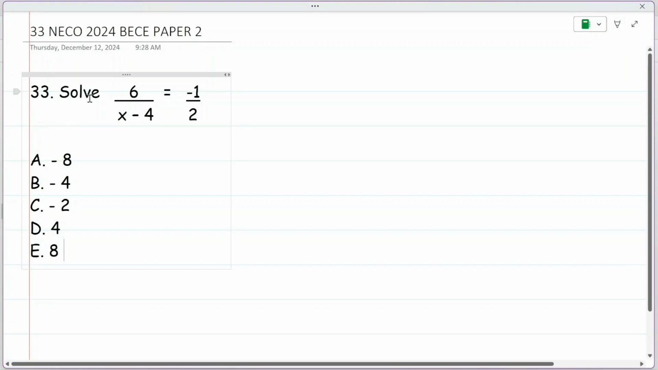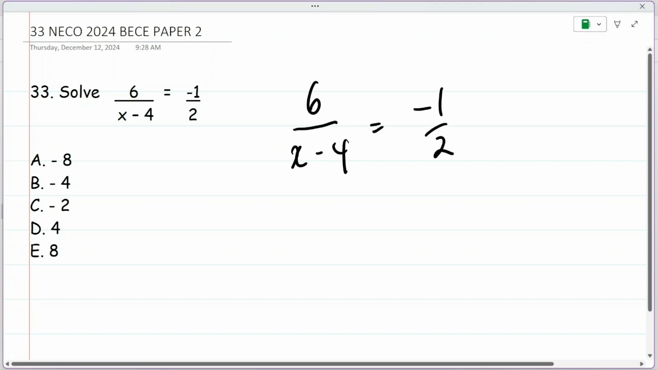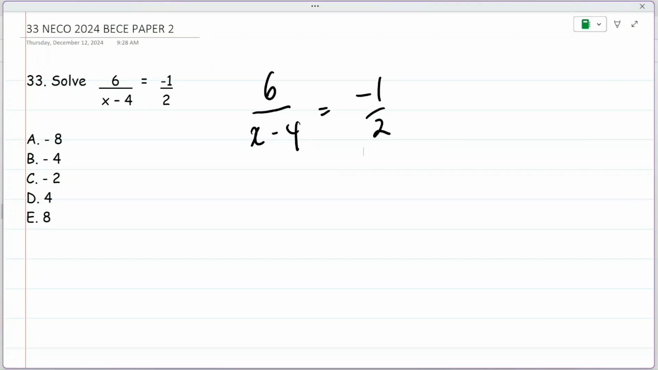Question 33. Solve 6 over x minus 4 equals minus 1 over 2. There was a question similar to this where we had minus a fraction. You can just give the negative to either the 1 or the 2. You still get the same answer. You have 6 over x minus 4 equals minus 1 over 2. Let's just go with the one getting the negative first.